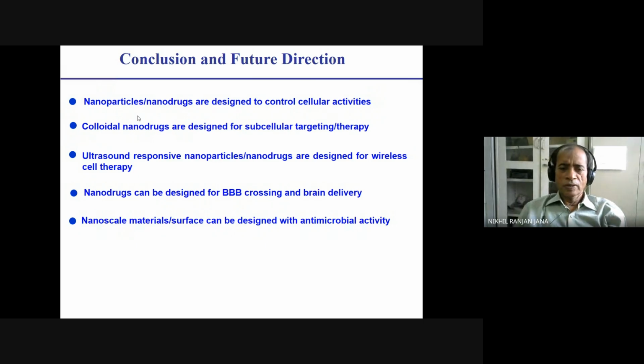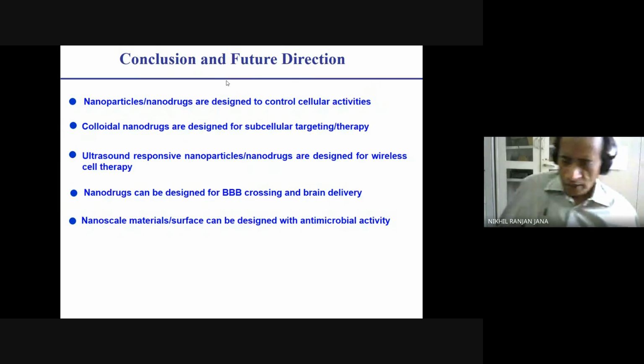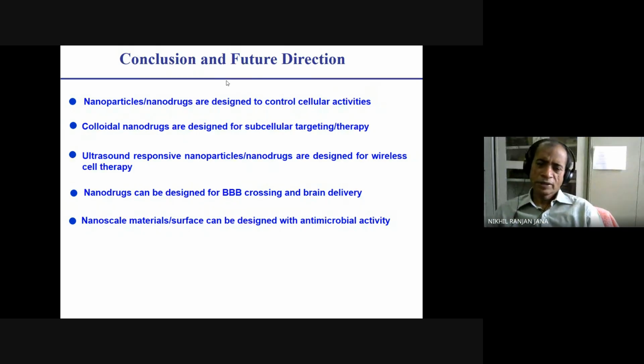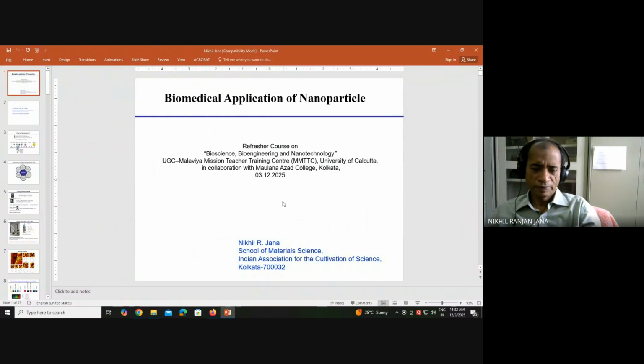We design a lot of sound-responsive, new generation nanomaterials and nanodrugs for therapy. And sound-based therapy is much more advantageous compared to light-based therapy because sound can penetrate more deeply into the body. And nanodrugs are also commonly designed using principles of nanoscience for crossing the blood-brain barrier, and they can also be designed for antimicrobial, antibacterial surfaces. With this, I finish my talk, and let me see if you have questions.